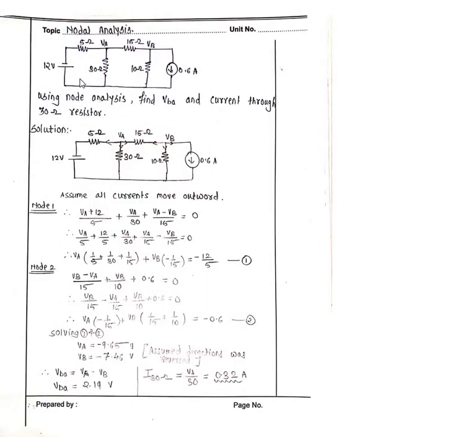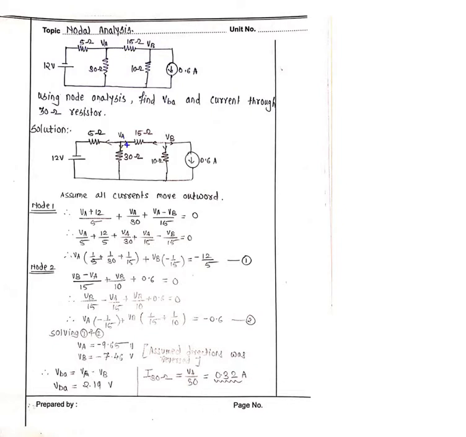Coming to the first problem, we'll go ahead with node analysis. It is the very simplest node analysis method. Several method ideas are used to solve the problem. One of the simplest methods is to assume all the currents move in outward directions.